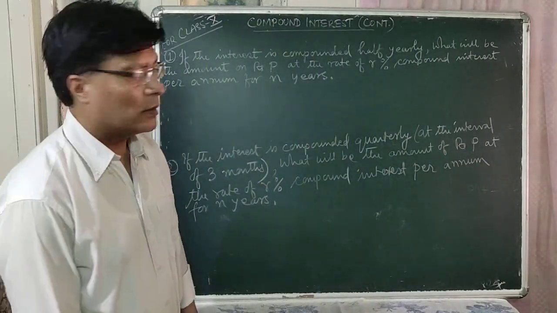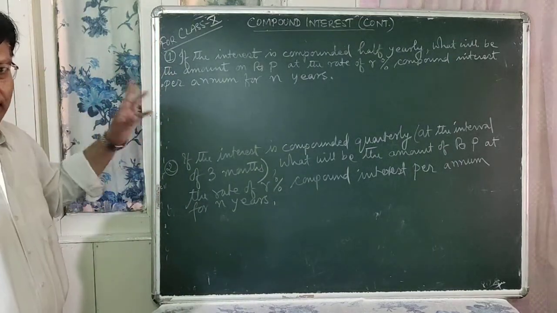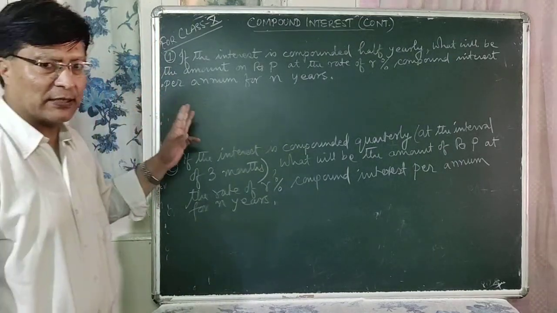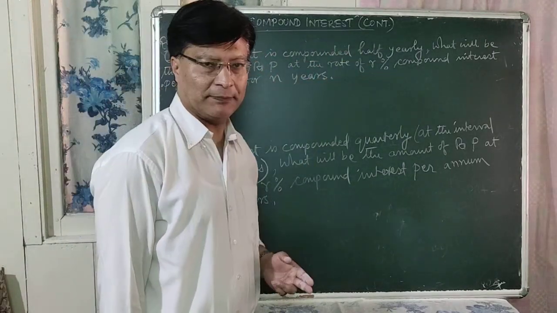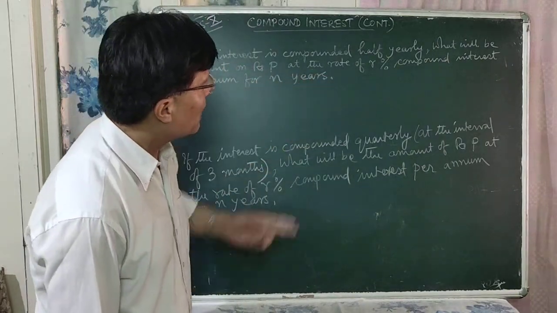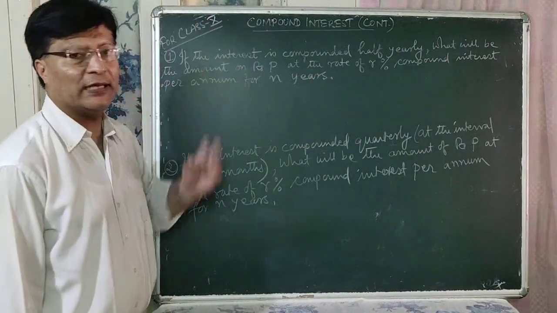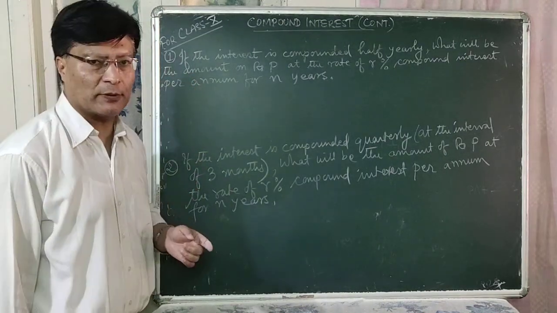So now we will write down the formula. In the first case we already did it. Again I am writing the formula. If the interest is compounded half yearly, what will be the amount on rupees P at the rate of R% compound interest per annum for n years? We just derived the formula for this first problem, isn't it?